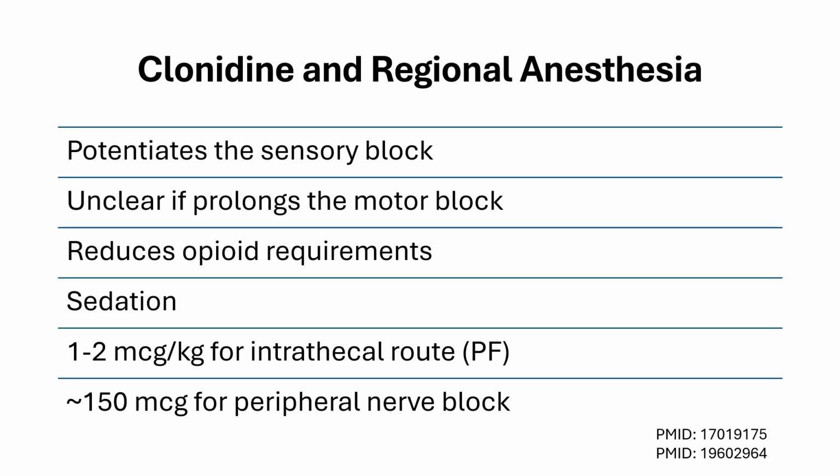So what about clonidine and regional anesthesia? It prolongs the sensory block. However, it is unclear if it does so for motor block. It reduces opiate requirements. It can lead to sedation and other side effects because of absorption. The typical dose for the intrathecal route is 1 to 2 micrograms per kilogram of preservative-free, or PF, clonidine, and the dose is approximately 150 micrograms for peripheral nerve blocks. Again, these doses are for the adult population.